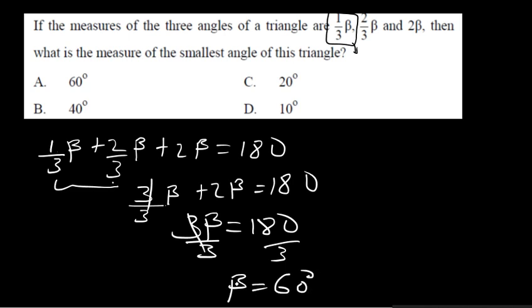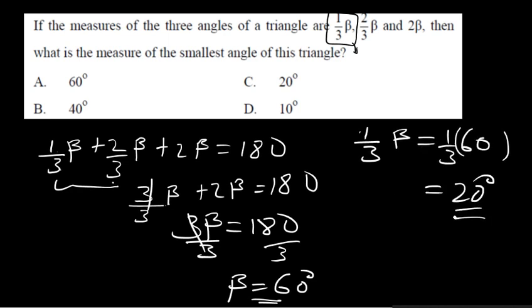But we will not stop here. If you see the choices, there is 60. We need to take care. We are not asked for the beta. We are asked for the smallest angle. The smallest angle we already agreed is 1/3 beta. So the answer will be 1/3 of 60, so it's going to be 20 degrees. It's found in C. So you need to be focused when you are doing exam questions. Thank you. Let's go to the next one.